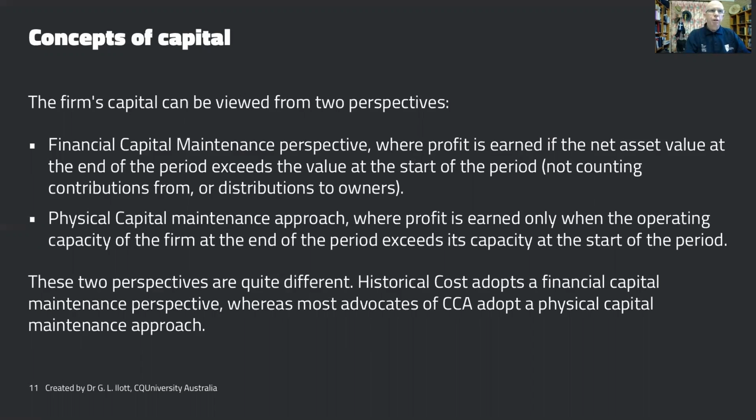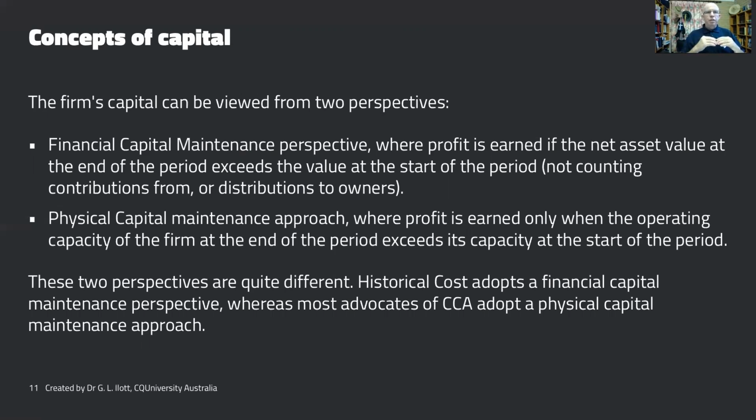The physical capital maintenance approach, however, is quite different. This says that a well-run business should, at the very least, be just as capable of operating at the end as it was at the start. So managers need to, as their first priority, maintain their level of operations. So that could mean maintenance of your assets, updating assets, and so on. So you've got to keep the value of your assets current.